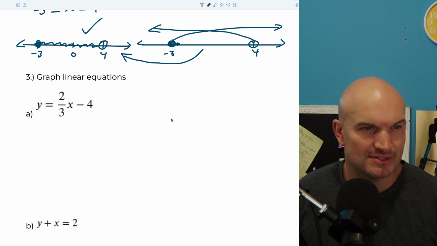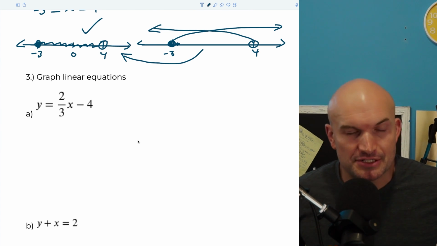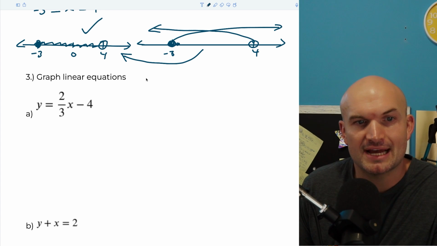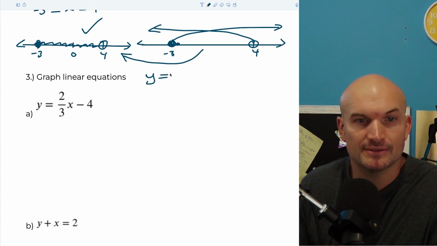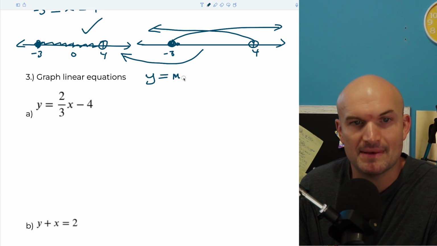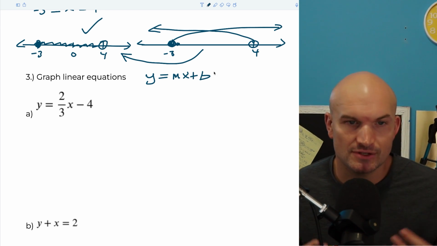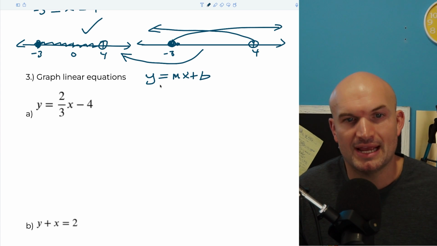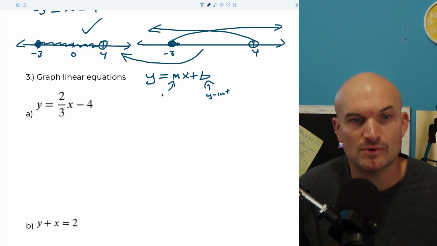All right, let's take a look at graphing linear equations. In graphing linear equations, the main thing I want you to remember from your graphing days is y equals mx plus b. And also to understand how we graph. This is what we call slope-intercept form, right? We have the b, which represents our y-intercept, and we have m, which represents the slope.